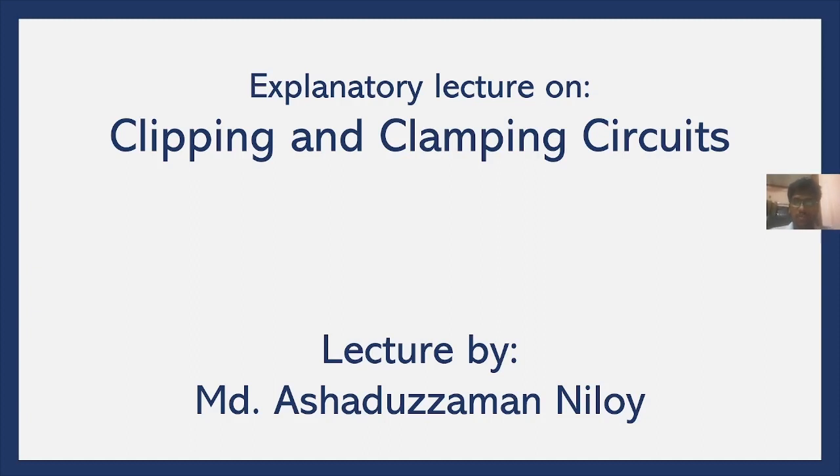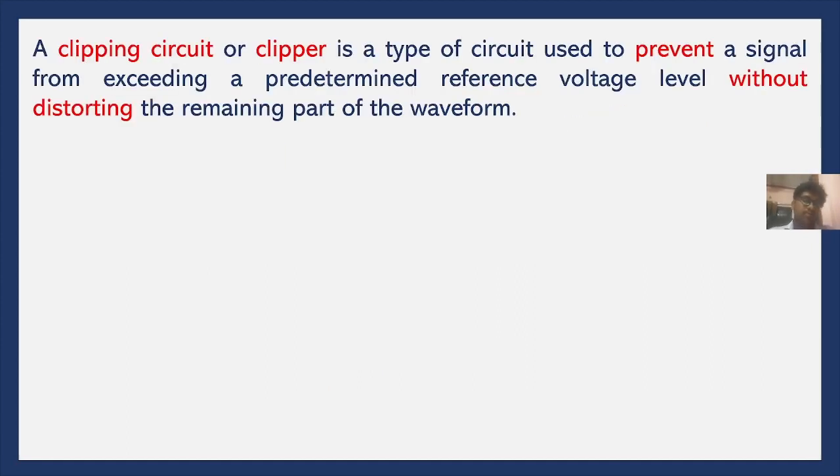So let us first look at our first circuit, which is clipping circuits. A clipping circuit or a clipper is a type of circuit used to prevent a signal from exceeding a predetermined reference voltage level without distorting the remaining part of the waveform. So by definition we can understand that a clipper is a circuit which actually clips the input waveform like a scissor and prohibits the output from exceeding a predetermined reference voltage, and in the process it does not allow the distorting of waveforms.